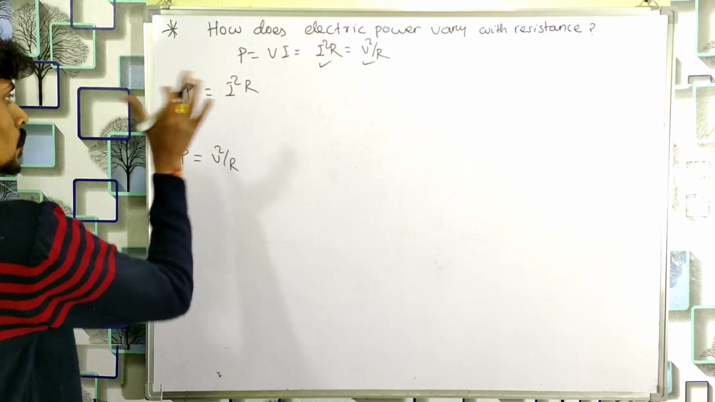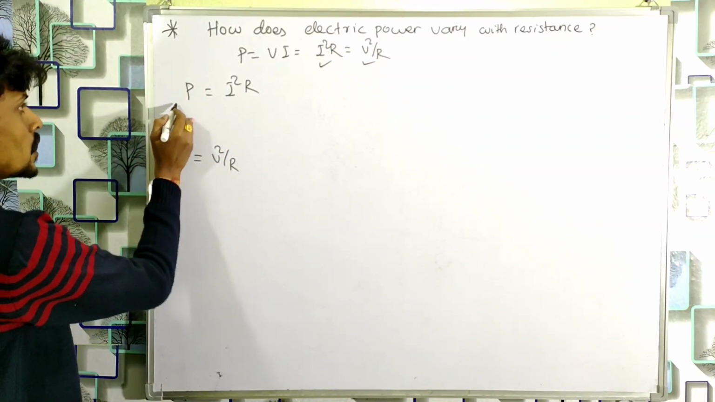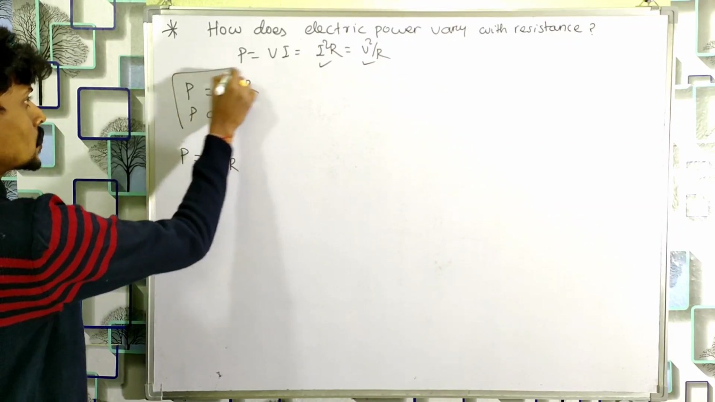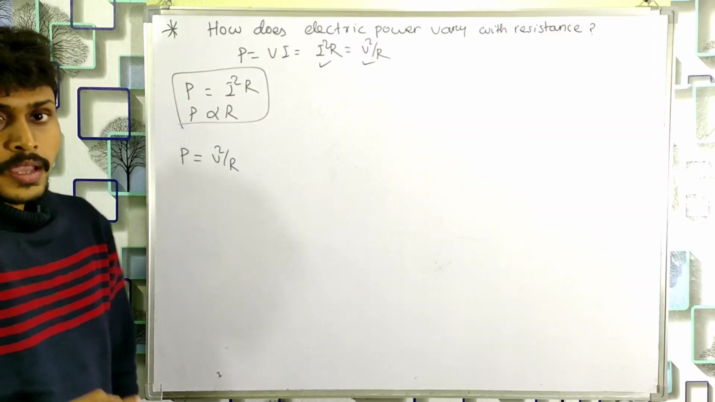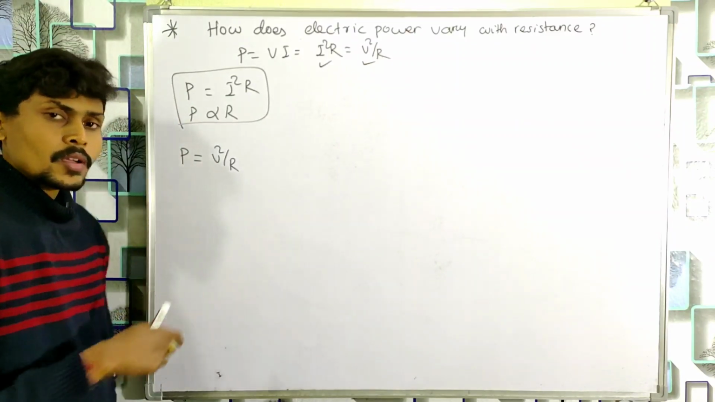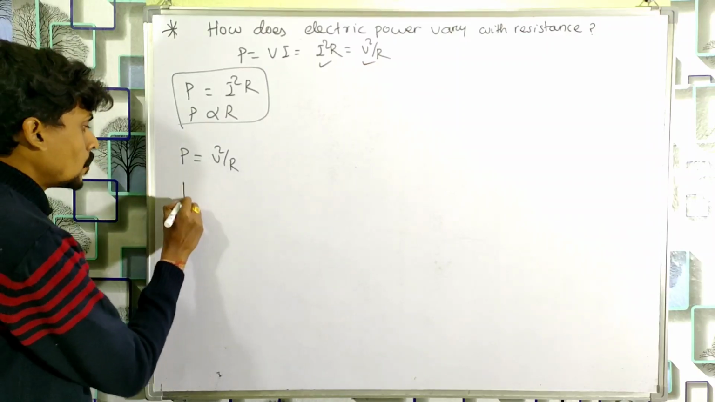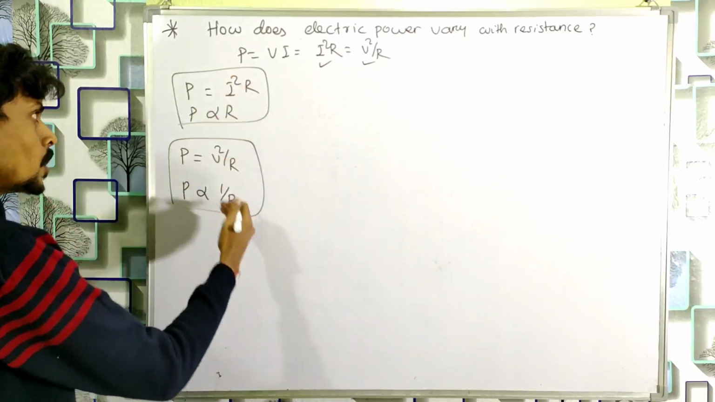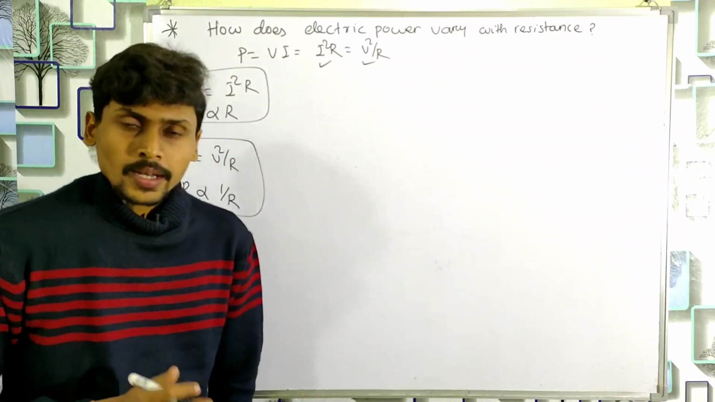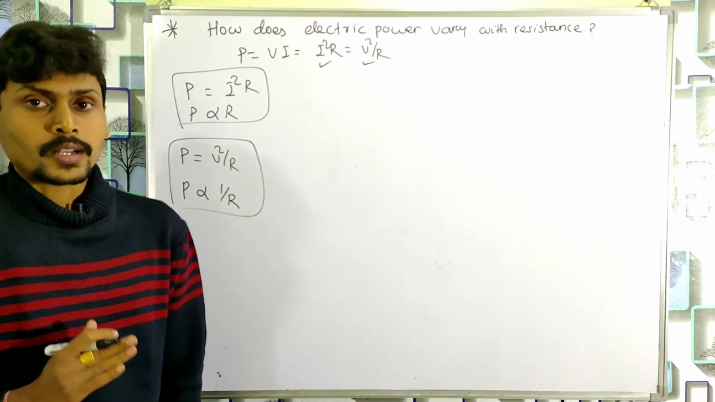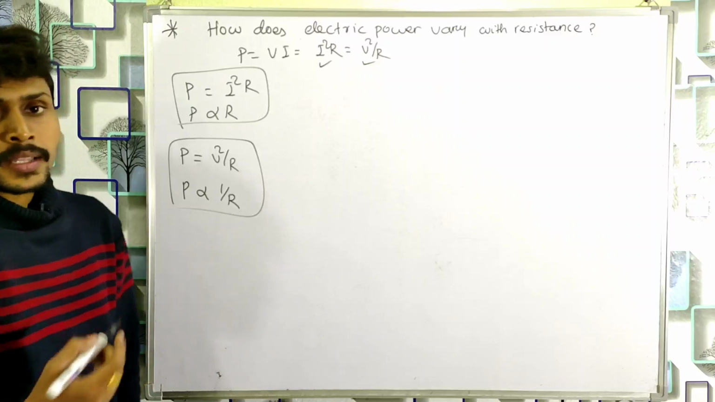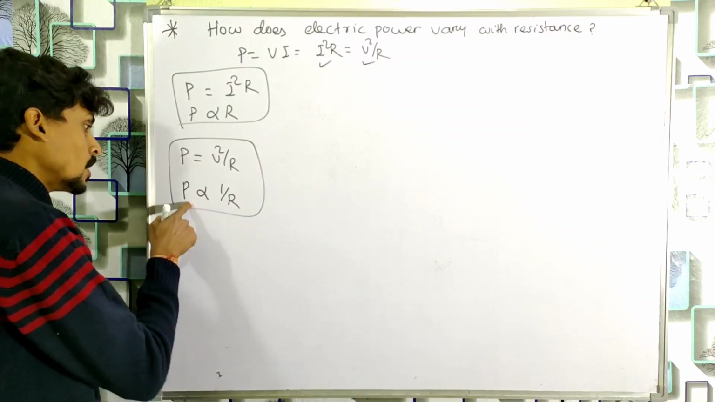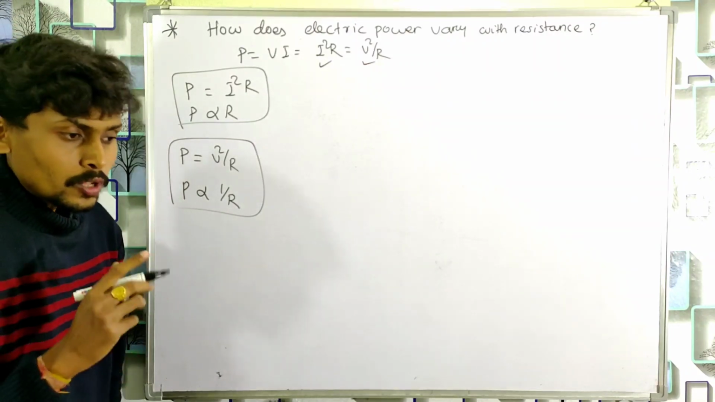If I look at this formula, P equal to I square R, then you can see that power is directly proportional to resistance. किंतु जदि हमें देखिबा this formula P equal to V square by R, then you can see that power is inversely proportional to resistance. Is that clear? And both these formulas are correct. So in one case we are getting that power is directly proportional to resistance. In the second case we are getting that power is inversely proportional to resistance. Then which one is correct?